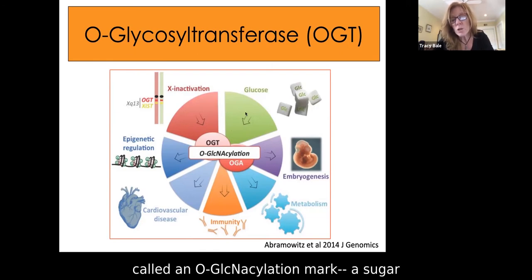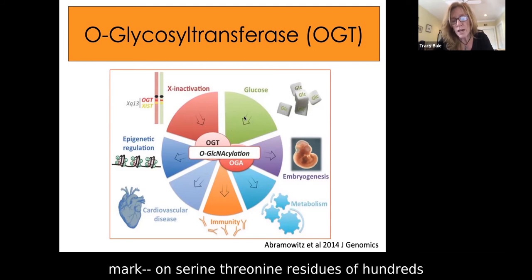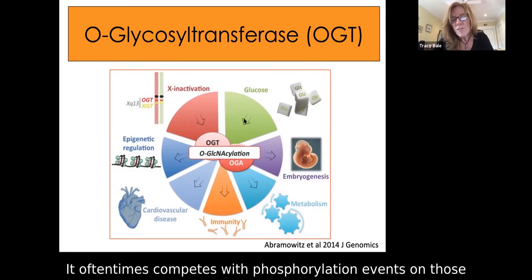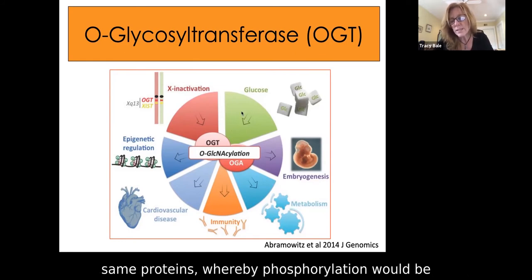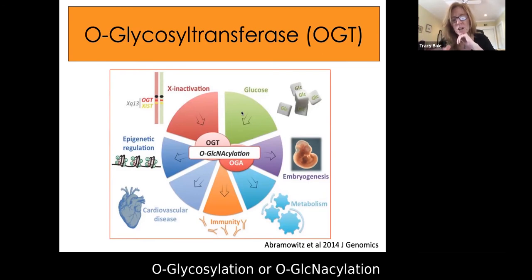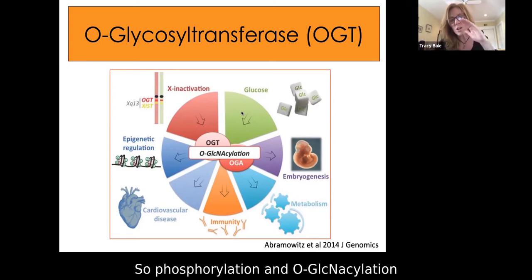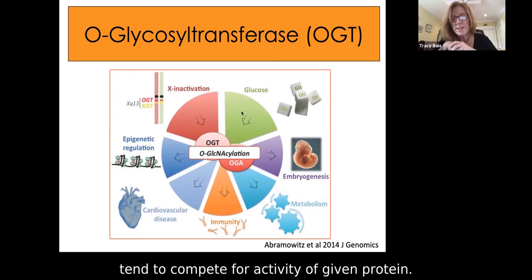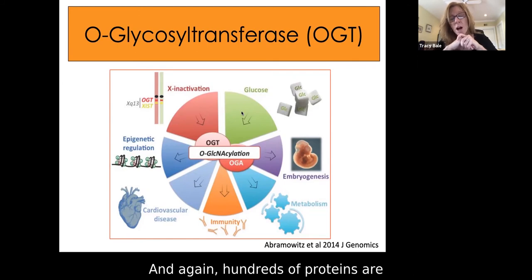As it is an enzyme, OGT places what's called an O-glycanalylation mark, a sugar mark, on serine-threonine residues of hundreds of proteins. It oftentimes competes with phosphorylation events on those same proteins, whereby phosphorylation would be the gas of a given protein or the go for its activity. O-glycanalylation of that same mark is usually the brake. So phosphorylation and O-glycanalylation tend to compete for activity of given proteins. And again, hundreds of proteins are regulated by O-glycanalylation.